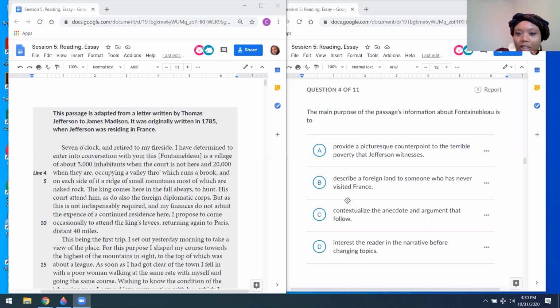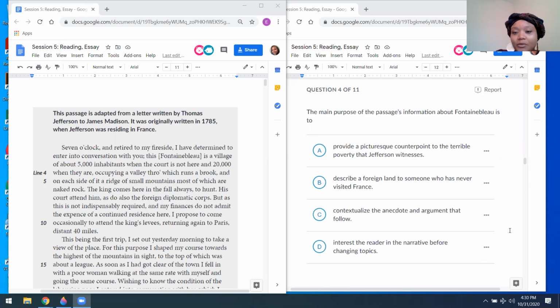So B is wrong because it says describe a foreign land as someone who has never visited France. Again, like we were saying, if you take away the information about Fontainebleau, it doesn't really take away anything from the passage. But also, it's just focused on Fontainebleau. It's not really talking that much about France overall. Yes, it is a side detail. Thank you. That's a good way to describe it. It's definitely a side detail.